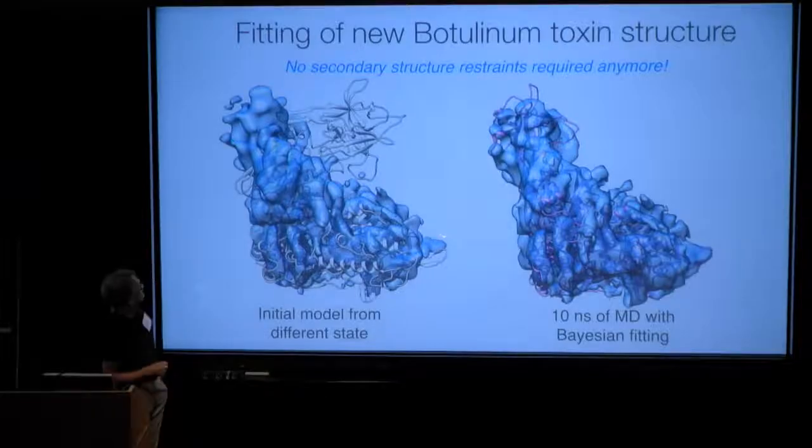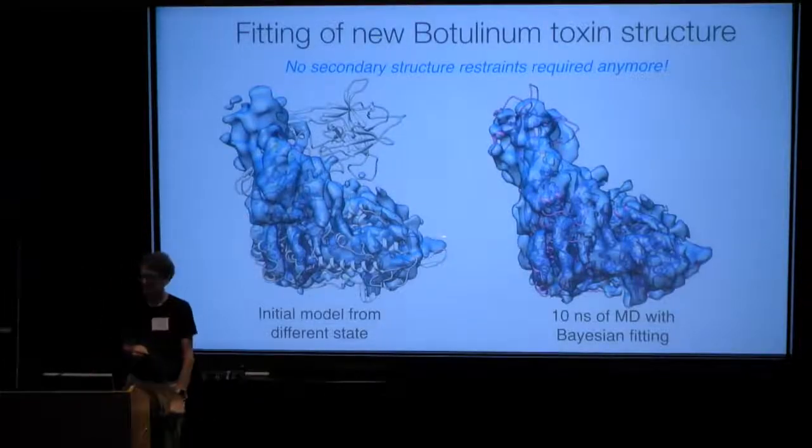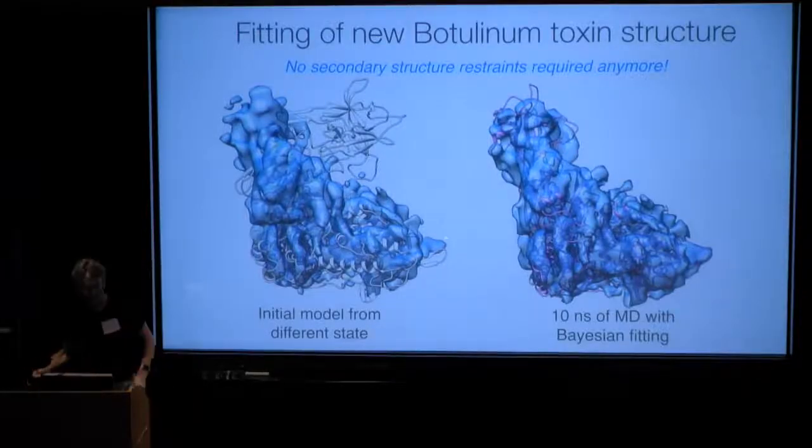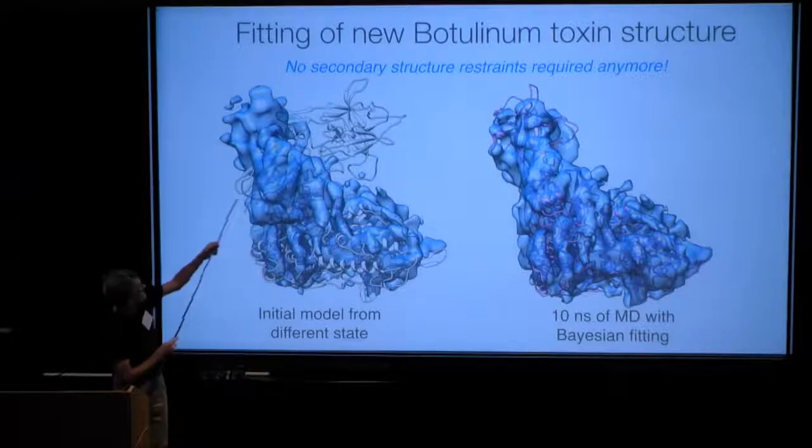So this is Paul Stenmark, who's now at Lund. This is a structure of a botulinum toxin where they had a previous structure in white, but they had a fairly large conformational shift here with the new structure. And same thing here, this took roughly 10 nanoseconds of fitting, which I think was maybe 2 hours on a single computer. And you needed the entire domain here to rotate and move into it.